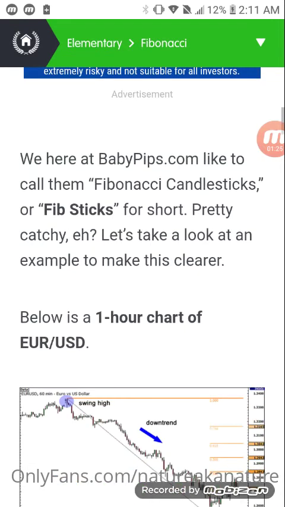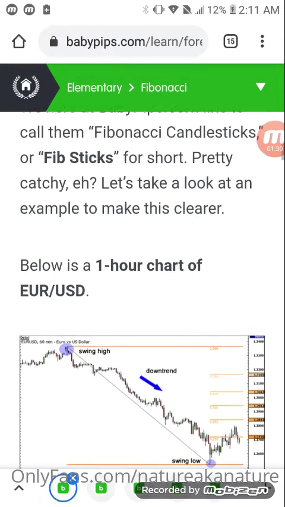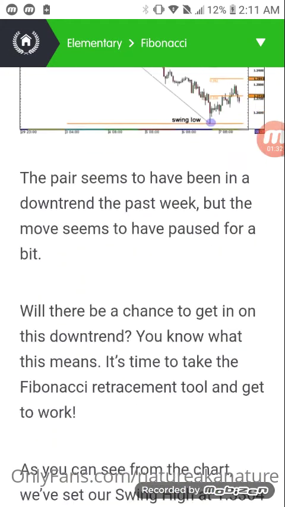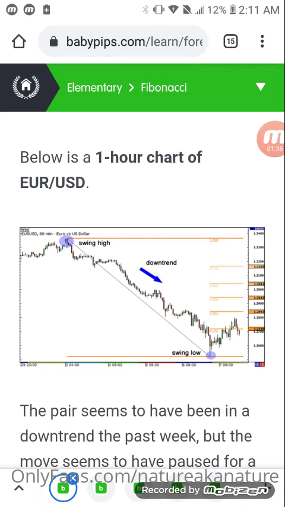Here, they call Fibonacci candlesticks "fib sticks." We're going to be seeing that word a lot. It just stands for Fibonacci candlesticks.